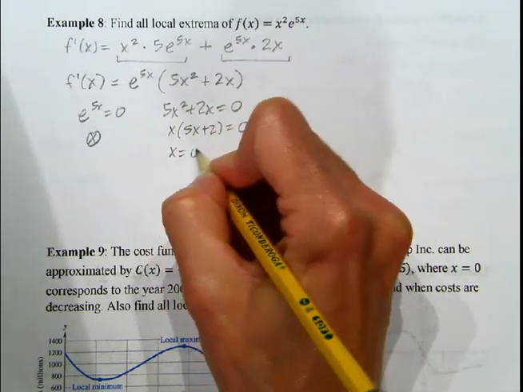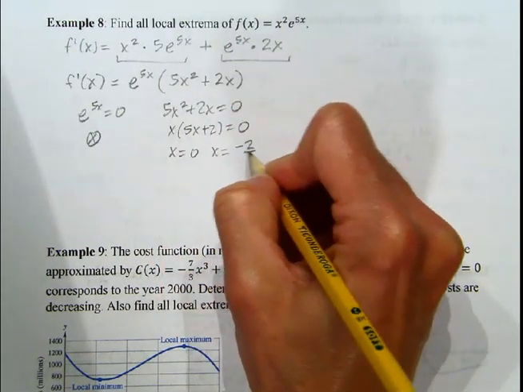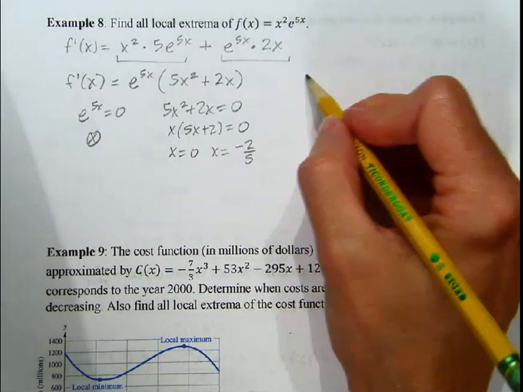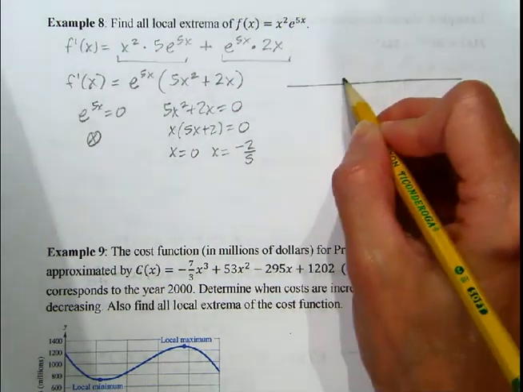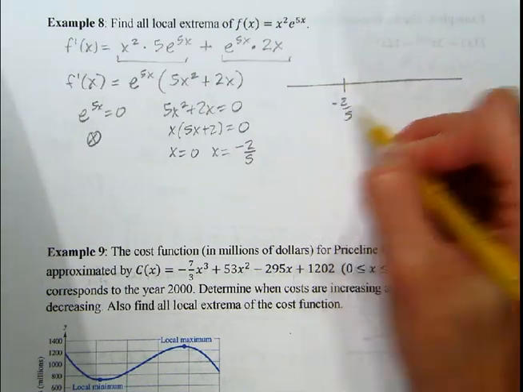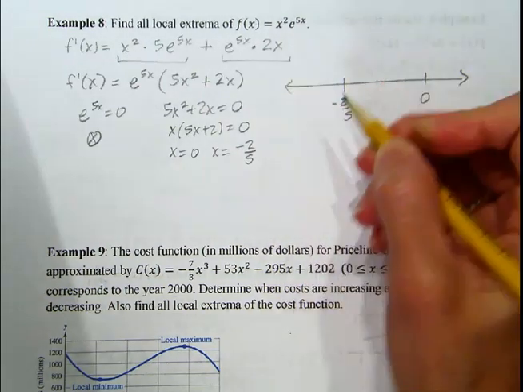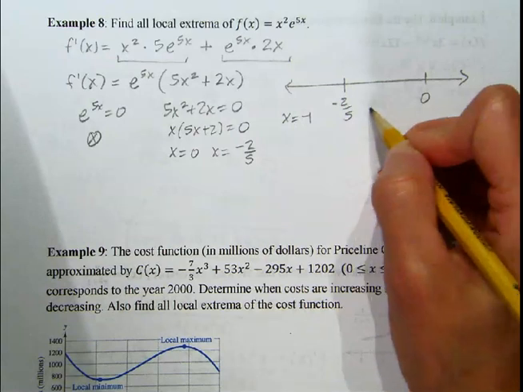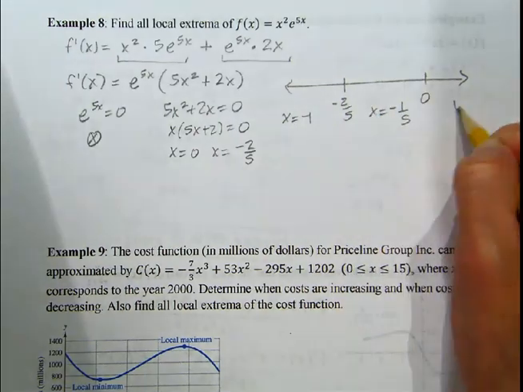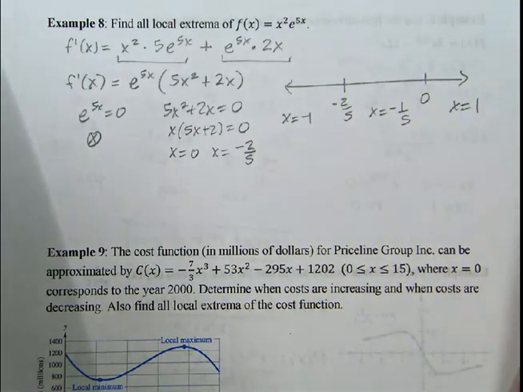So I know x is 0 or x is negative 2/5. So those are our critical values that we're looking for. So negative 2/5 would be first, then 0. Okay, so that means I'm going to check, say, -1, negative 1/5, and 1 as my test values.